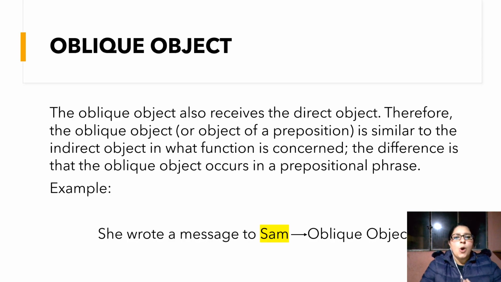The oblique object also receives the direct object. Therefore, the oblique object or object of a preposition is similar to the indirect object in what function is concerned. The difference is that the oblique objects occur in a prepositional phrase. For example, she wrote a message to Sam, where Sam is the oblique object of this sentence.